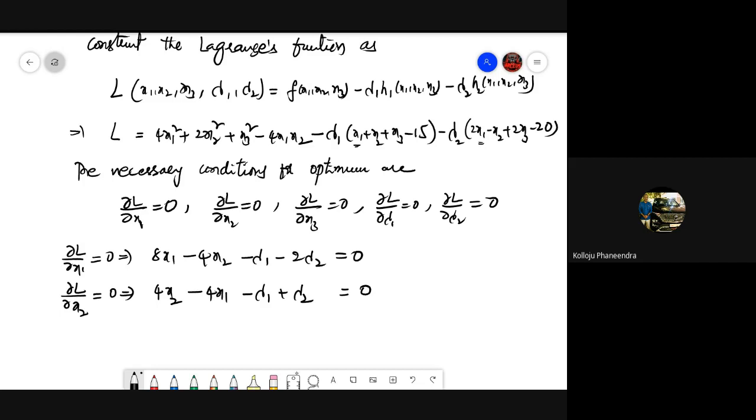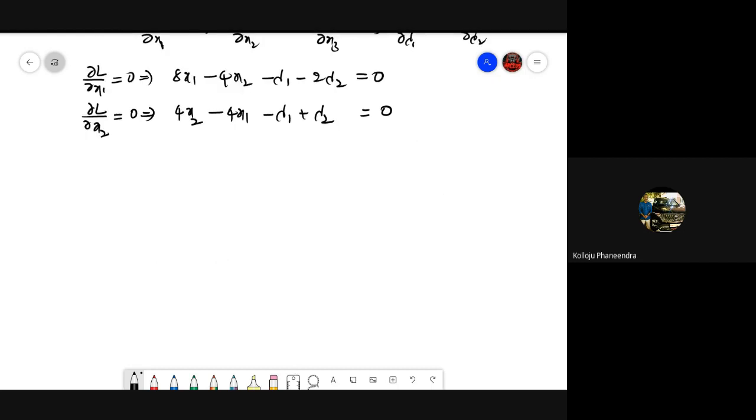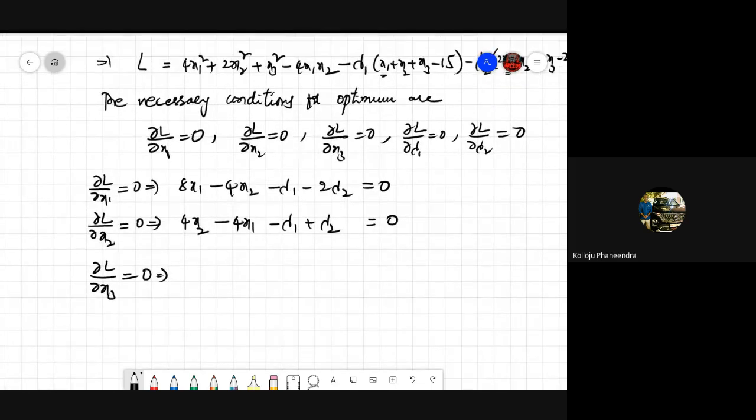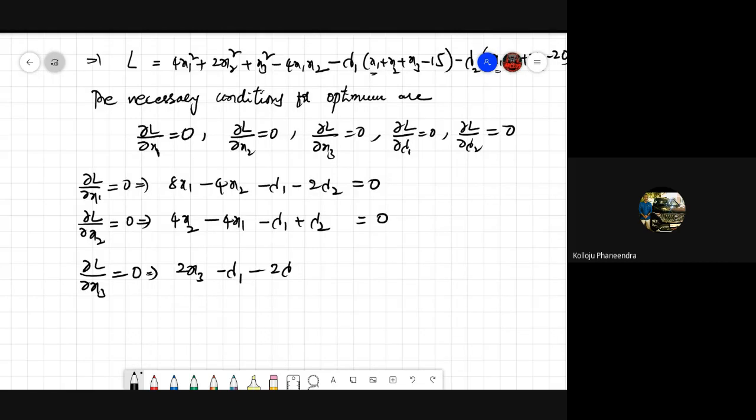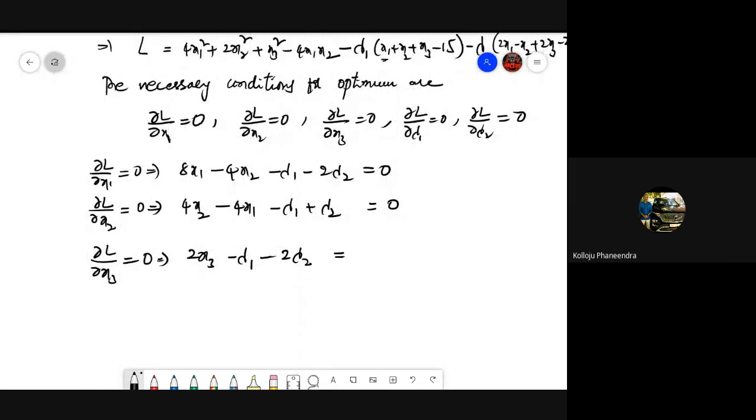Next one, ∂L/∂x3 = 0. ∂L/∂x3 means what? What is the function? 2x3 − λ1 − 2λ2 = 0. This is the third one.